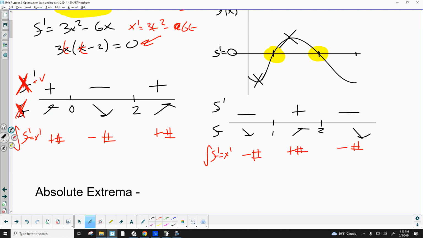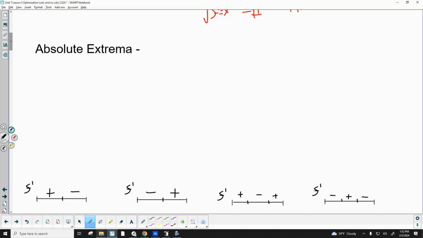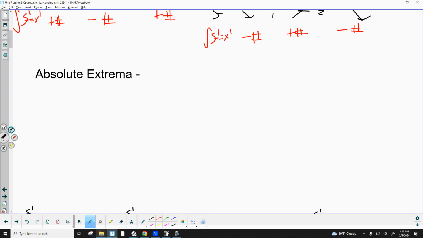Sure, you'd say this is a max. Sure, you'd say this is a min. Sure, you'd say that's a min, that's a max. But now I'm going to ask you, are they the absolute max or the absolute min? And we will start using the word absolute extrema, which is an overall maximum.